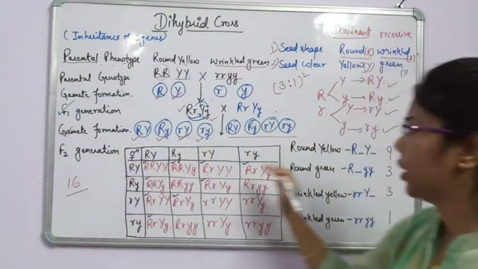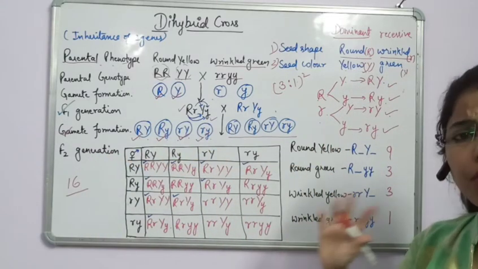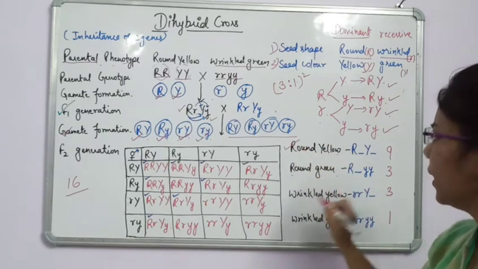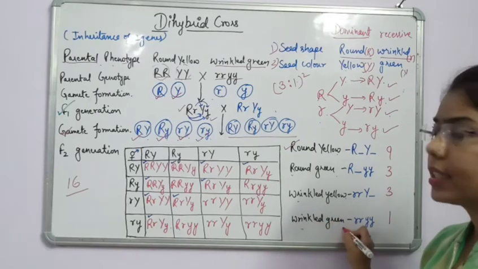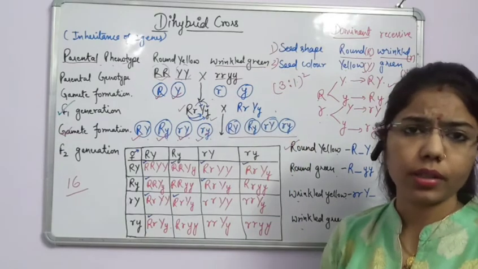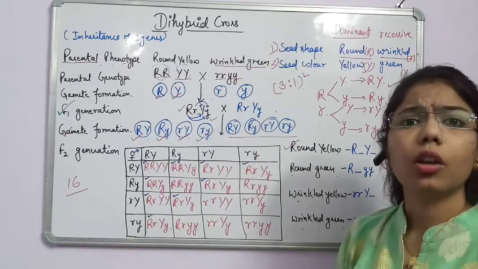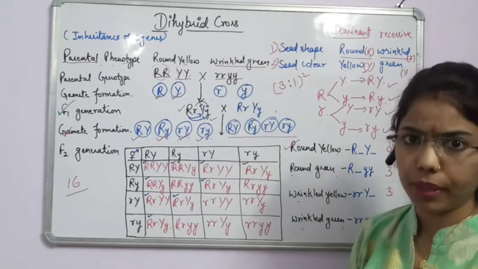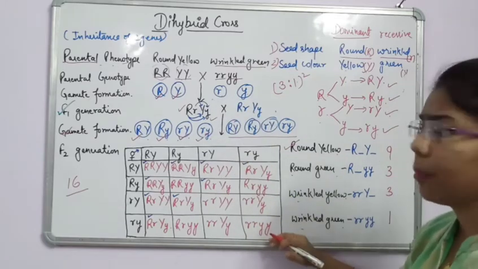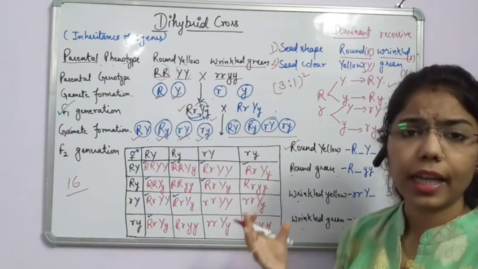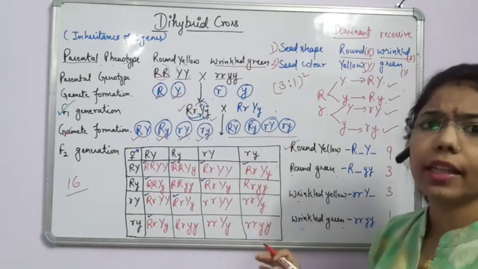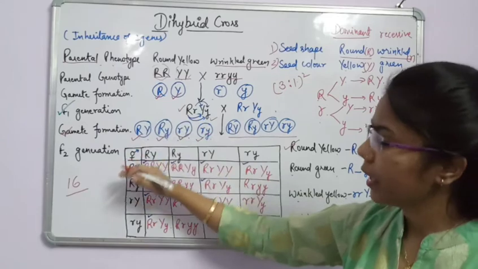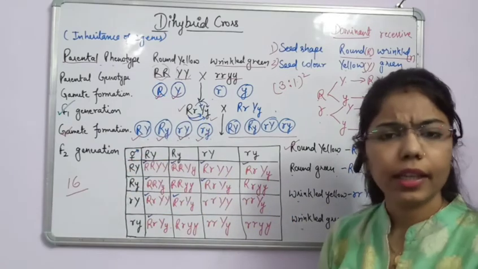See, in F2 generation, what would be the phenotypes? There would be 4 types of phenotypes. Okay, what was it? Round yellow, round green, wrinkled yellow and wrinkled green. See students, this dihybrid cross, the basis of this is the law of independent assortment. After this topic, we will do the law of independent assortment, which says that these alleles will get segregated and they will rearrange themselves in the F2 generation. Okay, segregation is there in gamete formation, but in F2 generation all these will get rearranged.